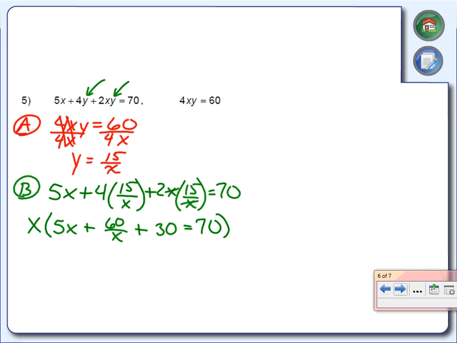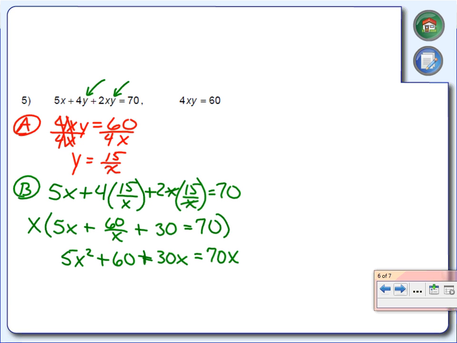So I've got 5x times x, which of course is 5x squared. Here's why we're multiplying by the x: this x and this x are going to cancel each other out, leaving us with a 60. No more fraction, no more x in the denominator. But you've got to keep multiplying by x. So x times 30 is 30x, and 70 times x is 70x. So all I did was multiply everything times an x.